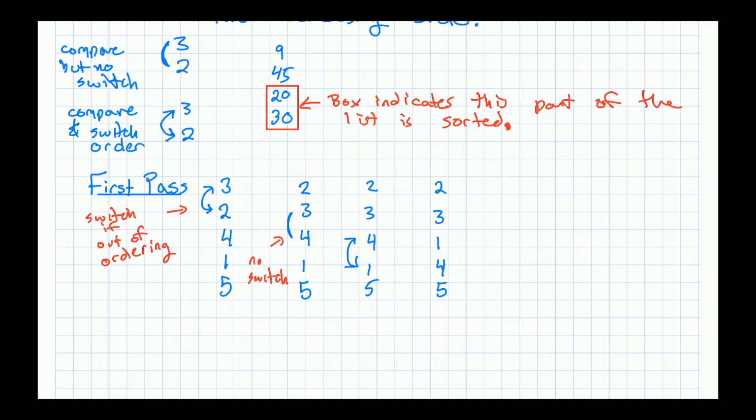And our last thing, we're going to compare the last 2 on the list, 4 and 5. Do we switch them? No, we don't switch them because the 4 and the 5 are in order. So hopefully you see what to compare. It's first and second, second and third, third and fourth, fourth and fifth. That's where the comparisons are. If they're out of order, you switch them. I'm going to write this over here. First and second, second and third, etc. You switch them when they're out of order.